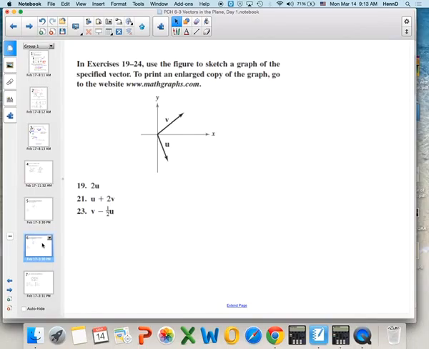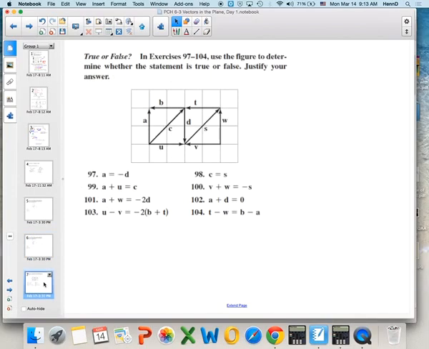Another application of that, same idea. And then this one gets you thinking. There's a lot of different vectors here. Let me ask you something though. If B is going to the left, how do I get it to go to the right instead? Negative B. So keep that in mind as you're doing these.